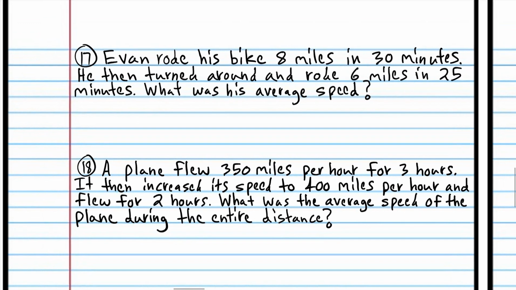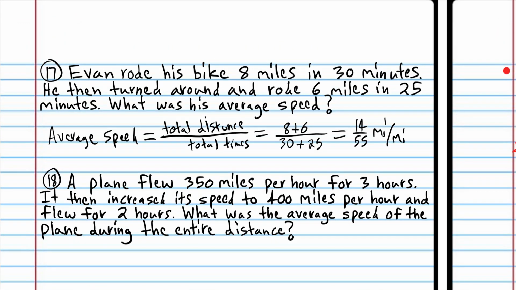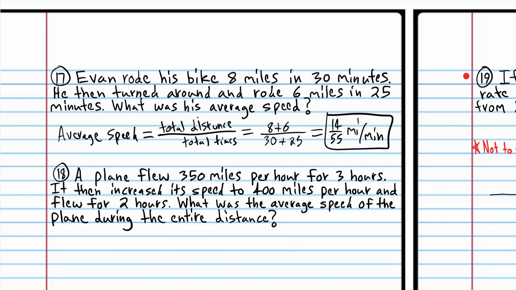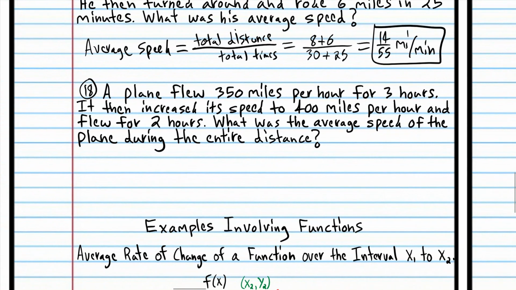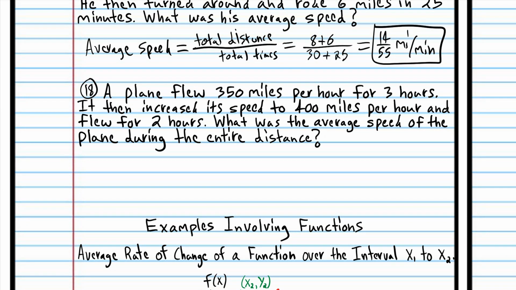Okay, we're back. Per minute. That's his average speed. So if you got that right, excellent. Go ahead and try 18. And this is another average speed problem. And when you come back, we'll do it together.